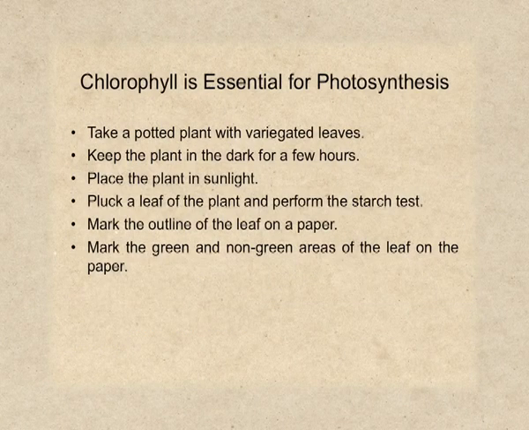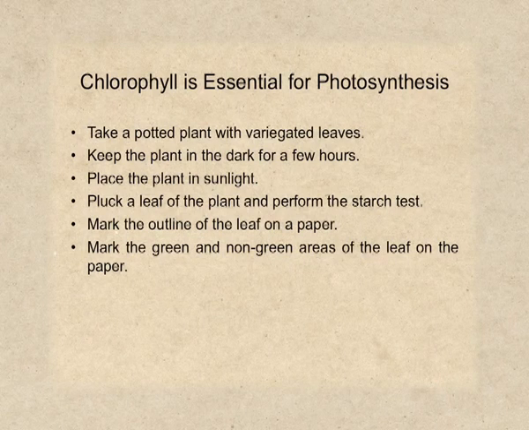Let's quickly see the procedure of this experiment which we can perform in the school laboratory. Take a potted plant with variegated leaves. What are variegated leaves? In such leaves, only some regions will have the chlorophyll present. So, the entire leaf will not be green. There will be some green patches on the leaf. The best example is the money plant. Its leaves are not totally green. You will find the green color in patches.